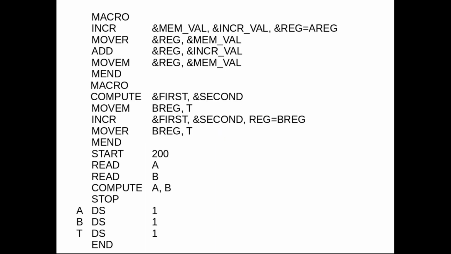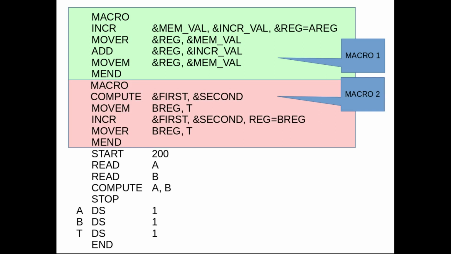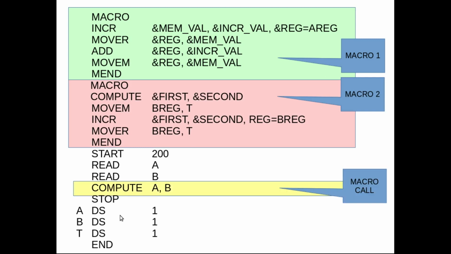Today's class is on nested macros. So here we have a program, and actually in this program we have two macros. This is the first macro, increment, and the second macro is compute. And now from the main program we are calling the macro compute.